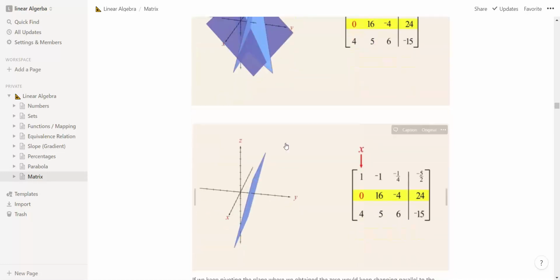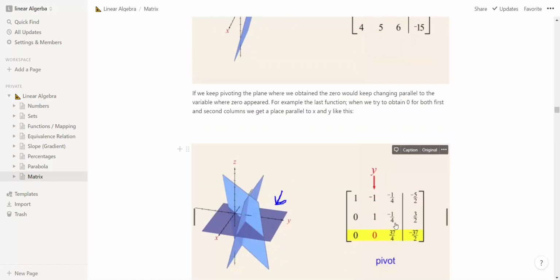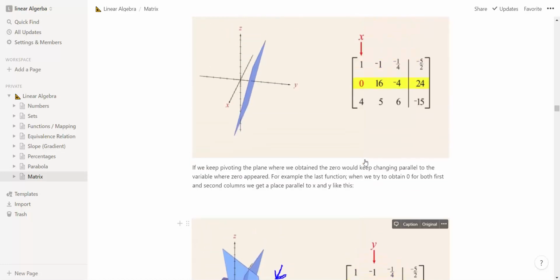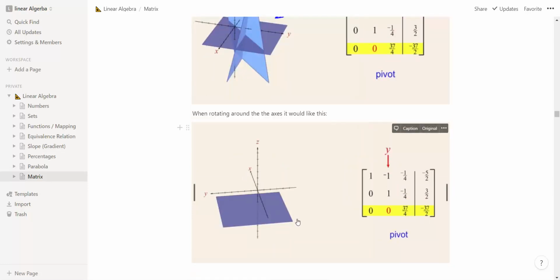Now, the second row is parallel to the x-axis. If you try to do the same for the one below, you would want it to be parallel to both x and y.